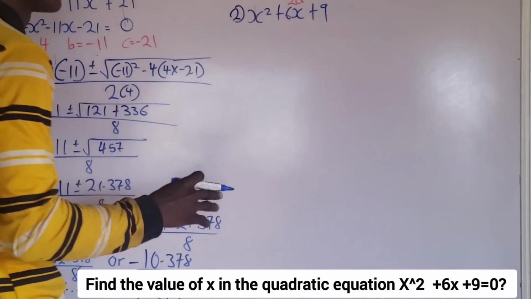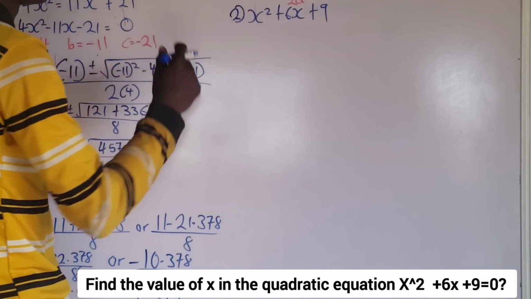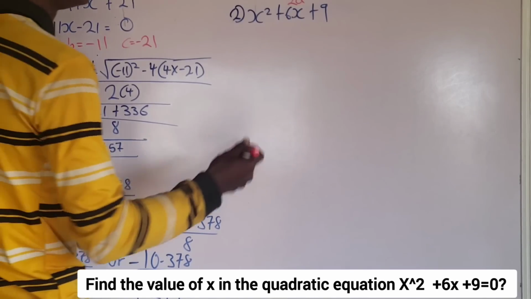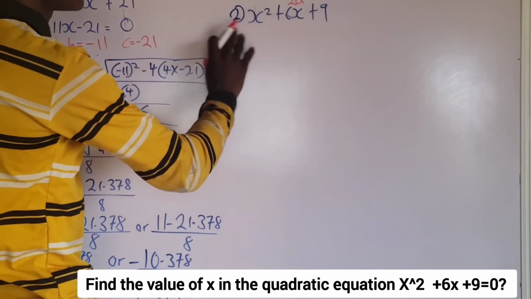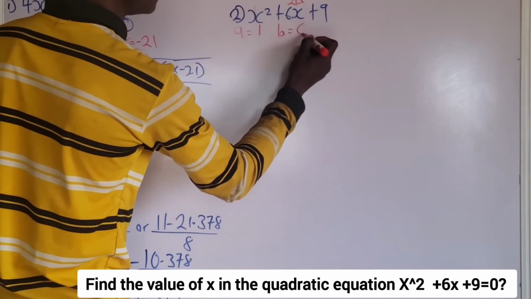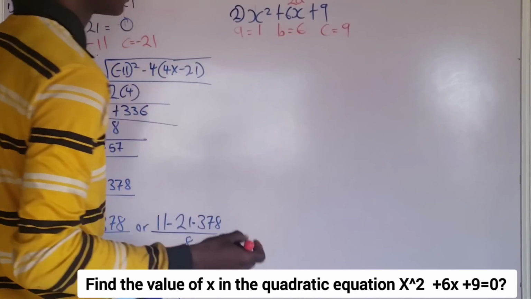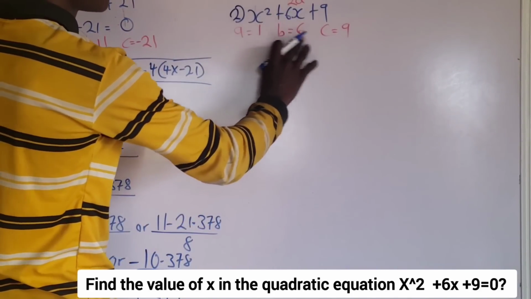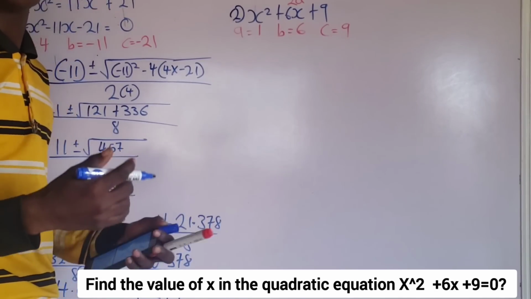Now, to solve for the value of x in this quadratic equation using the general formula, the first step is to identify your a, b, and c. A is the coefficient of x squared. The coefficient of x squared in this quadratic equation is 1. So a equals 1, b equals 6, and c equals 9. You understand? B is the coefficient of x. The coefficient of x is plus 6. So I have 6. And the constant term is c, which is 9.